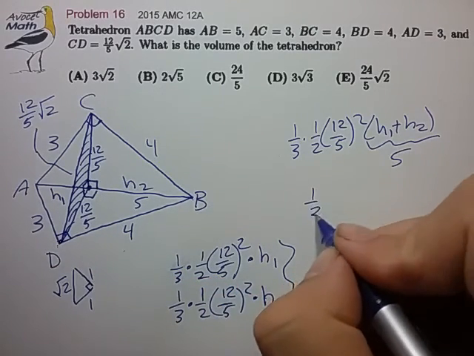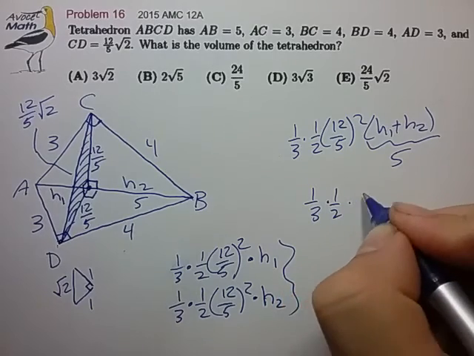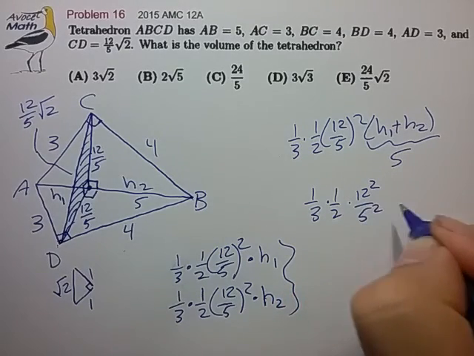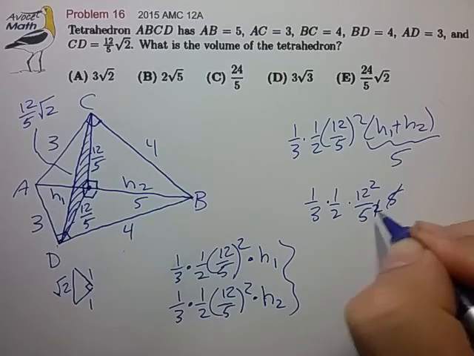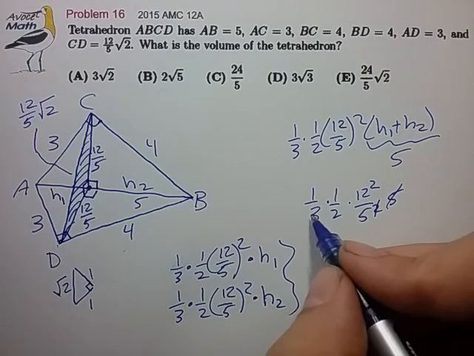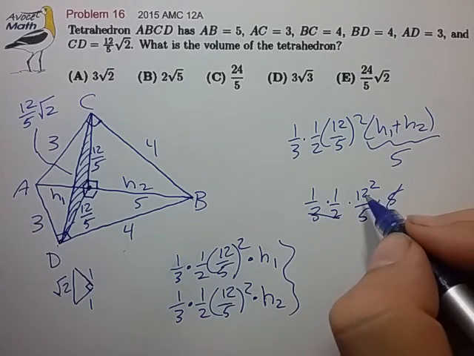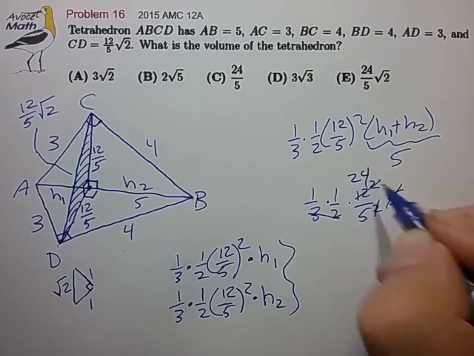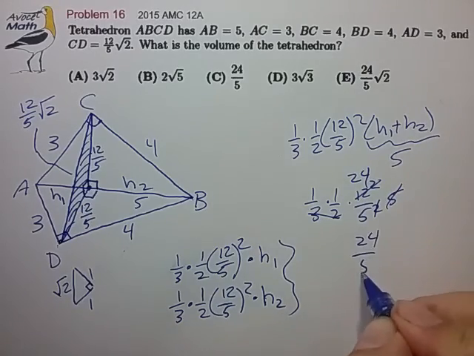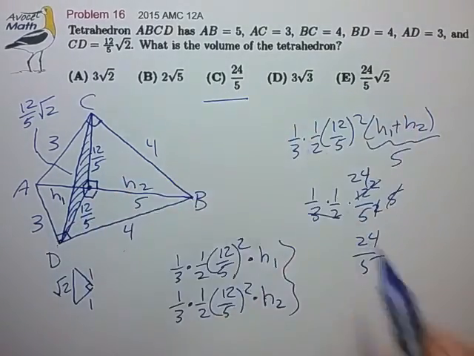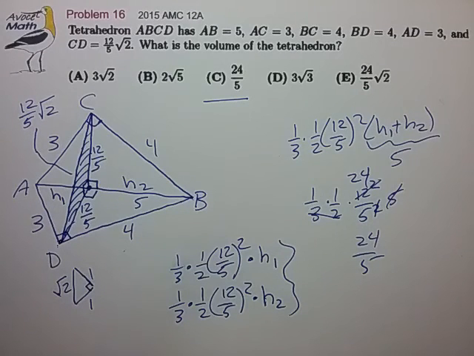So that works out to 1/3 times 1/2 times 12 squared over 5 squared, times 5. 5's cancel with the square. Looks like we can cancel the 3 times 2 with 24, and that's just equal to 24 over 5, and that is choice C.